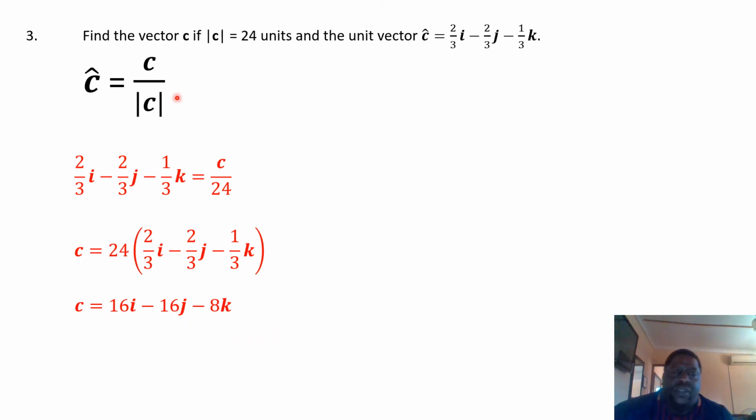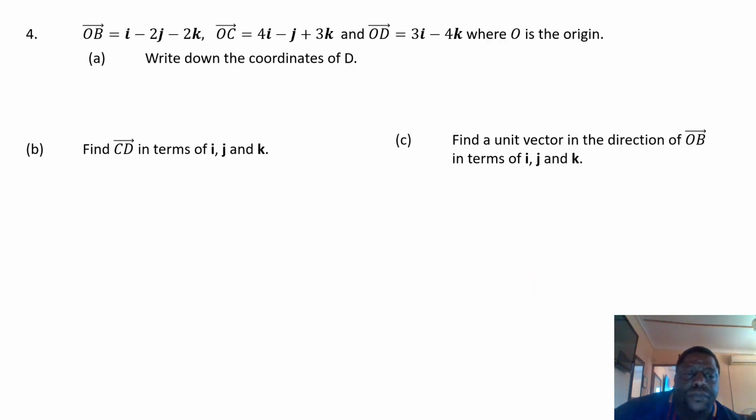Okay, right, now they want me to find the vector C. So now the vector C is 16i minus 16j minus 8k, which you can also write in column vector form. If they ask you in column vector form, you could have written it like this. But since the question is dealing with unit vectors, I will leave it like that, or base vectors.